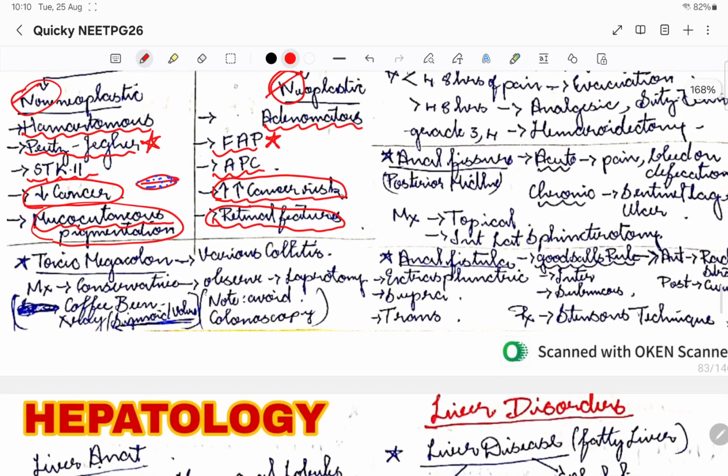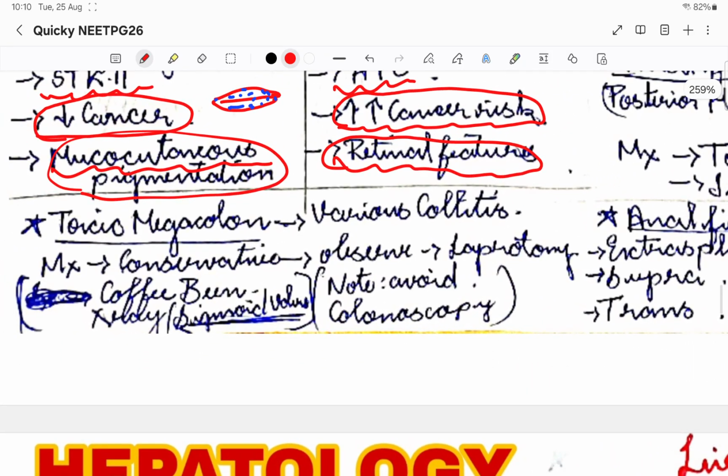Okay, then coming to toxic megacolon. So due to various colitis, this toxic megacolon might happen. So management will basically be conservative. Okay, so what we do is observation, and after observation, if it is too dangerous, then we will go for laparotomy. Okay, so how will be the investigation?